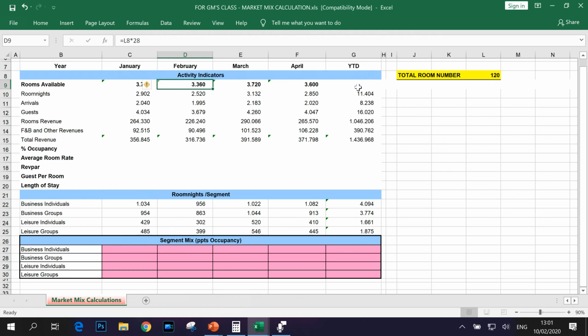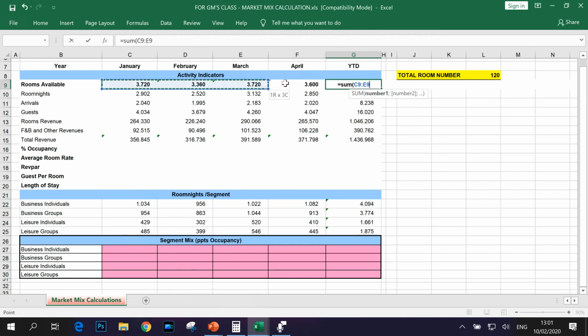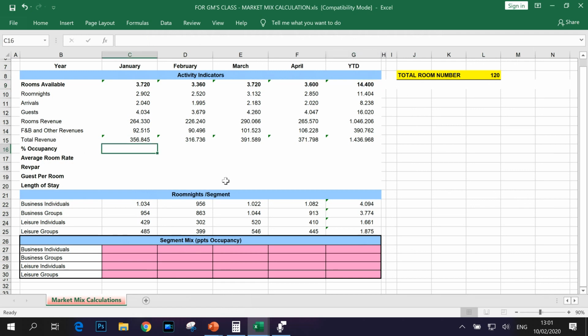Number of rooms available YTD from January until April. Let's put in a total sum calculation, the sum from January until April. So from January until April, the total number of rooms available was 14,400. Now we can calculate room occupancy. For example, January should be equals room nights sold 2,902 divided by 3,720. That would be the occupancy of January.